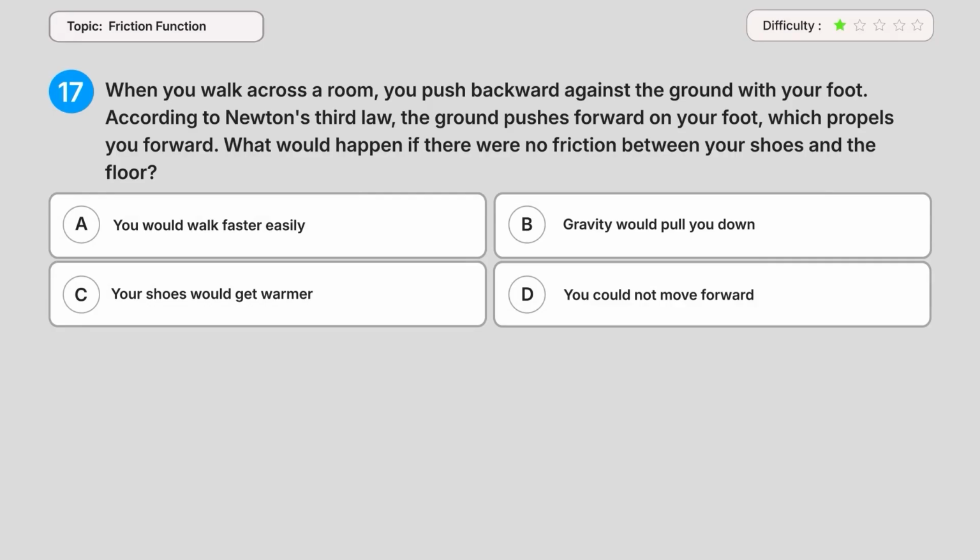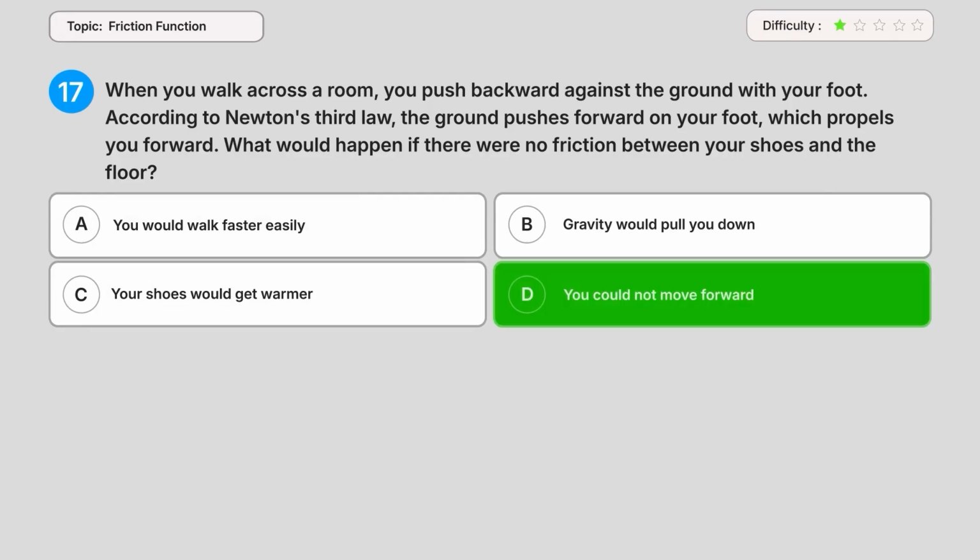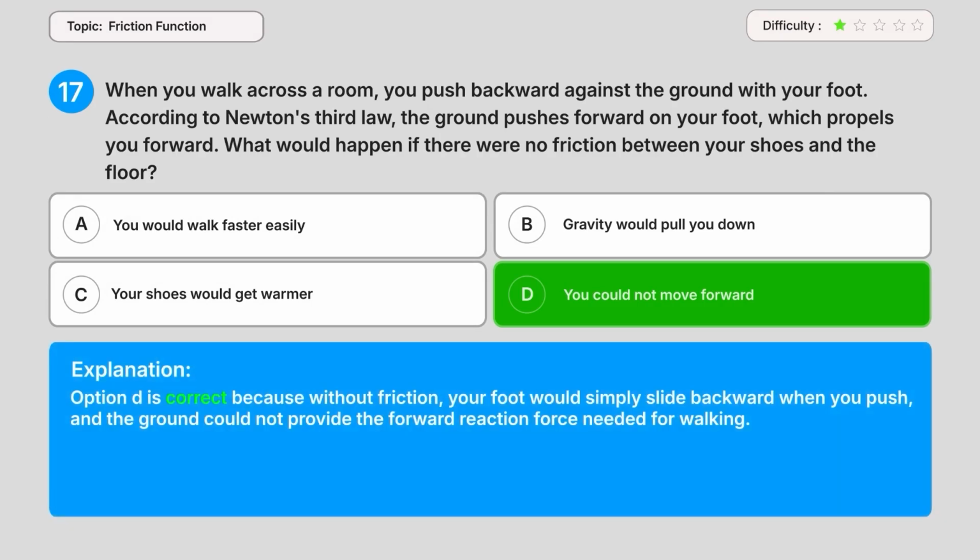Correct answer: D. You could not move forward. Explanation. Option D is correct because without friction, your foot would simply slide backward when you push, and the ground could not provide the forward reaction force needed for walking.